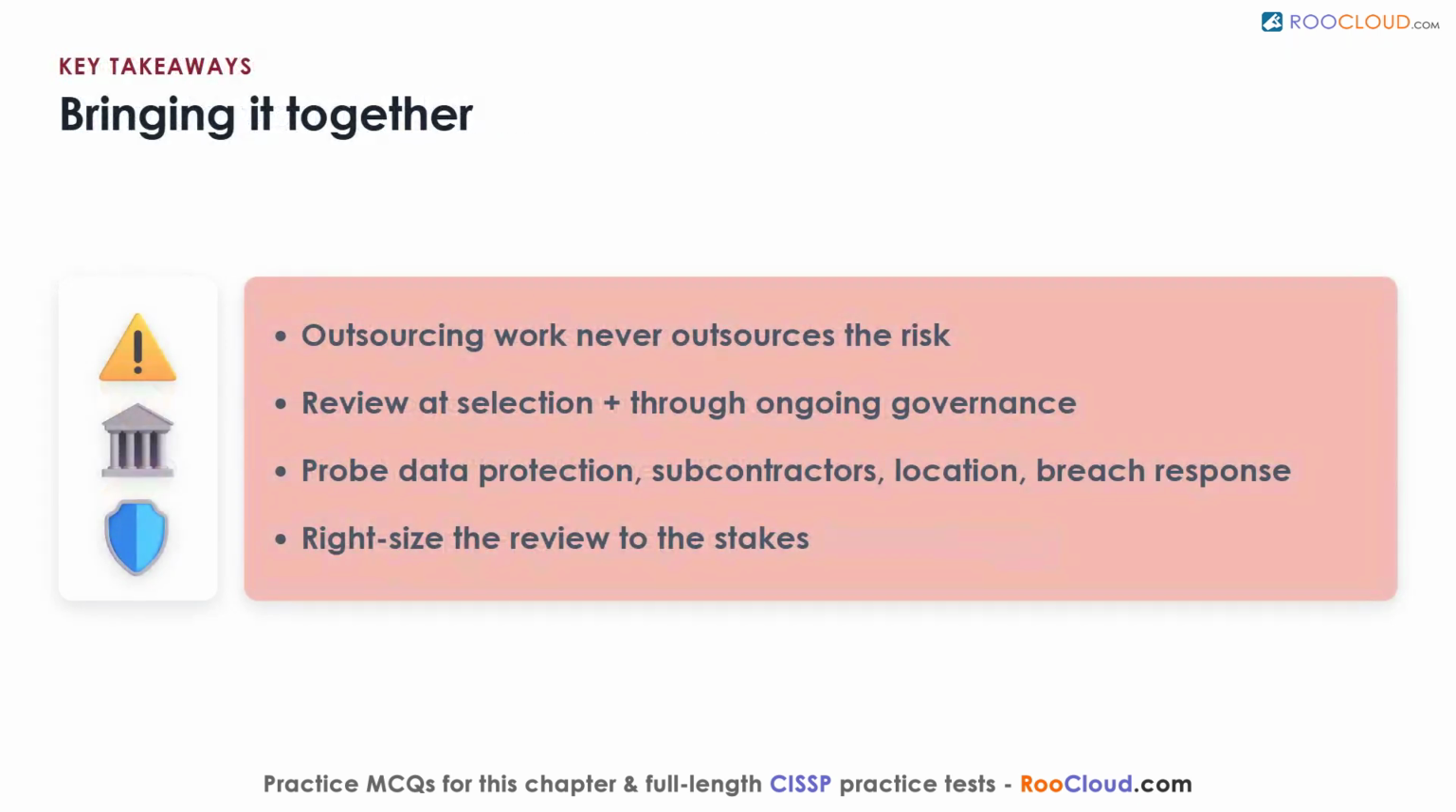So let's bring it together. Vendor security deserves its own review because outsourcing the work never outsources the risk. You review at selection and again through ongoing governance, since a good vendor can drift. Direct questions reveal how they protect and segregate your data, and deeper questions expose subcontractors, data location, breach response, and availability. Then you right-size the review to the stakes. Handle procurement this way, and every vendor you trust has earned it.